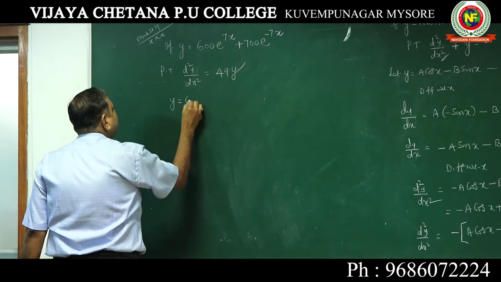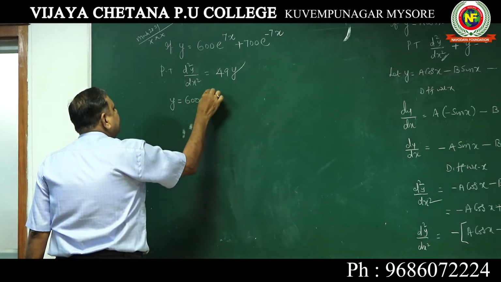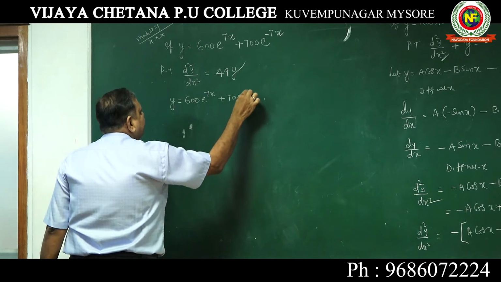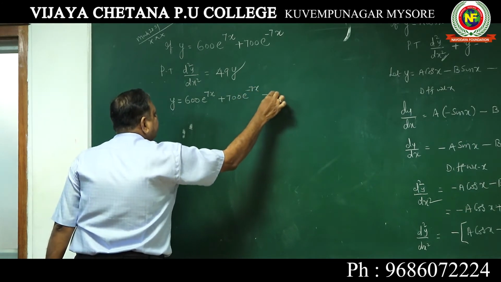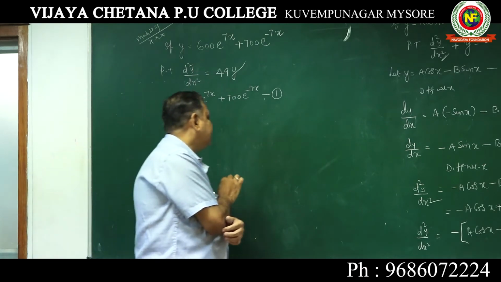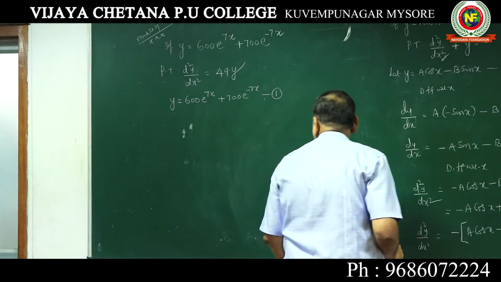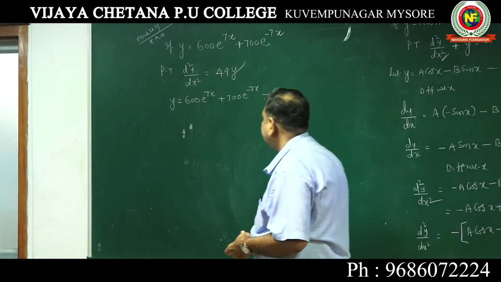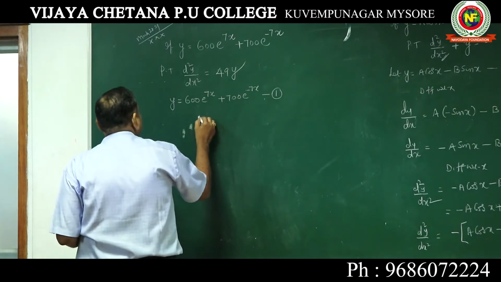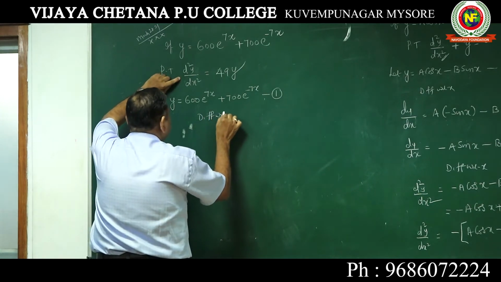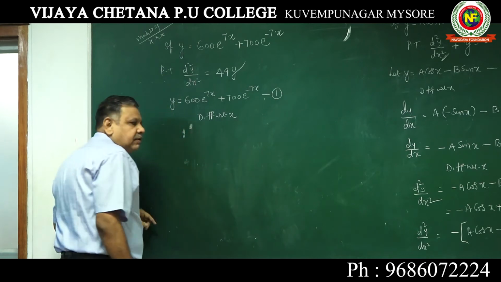Take y is equal to 600 e to the power of 7x plus 700 e to the power of minus 7x, call it equation number 1. Now differentiate with respect to x, because twice you have to differentiate. All second derivative problems mean twice you have to differentiate.